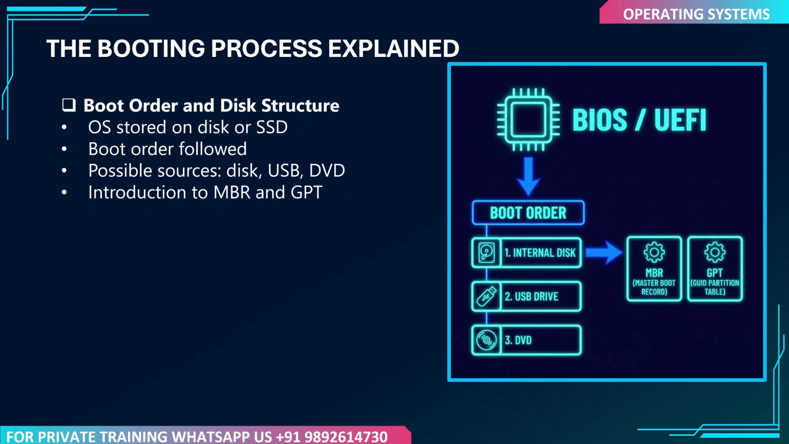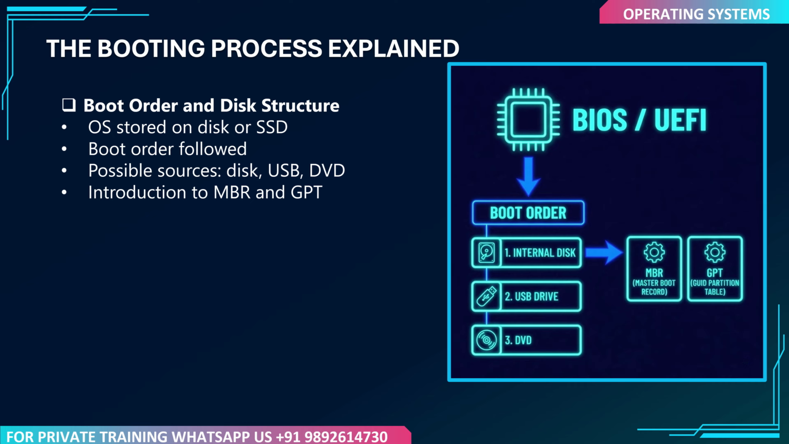Once the hardware check is successful, the system needs to find the operating system. But the operating system is stored on a storage device like a hard disk or SSD. To locate it, the BIOS or UEFI follows a predefined boot order. This order tells the system where to look first, such as the internal disk, a USB drive, or a DVD.